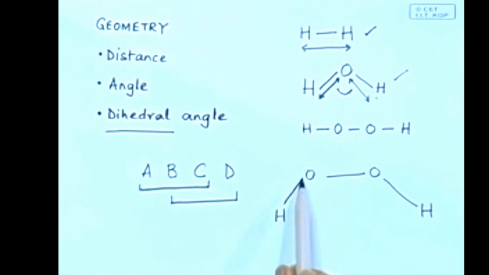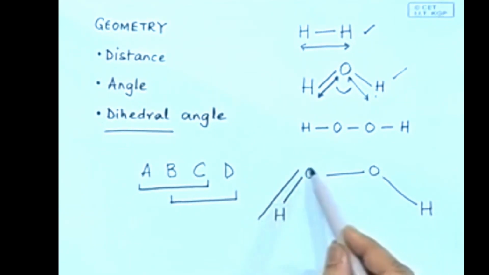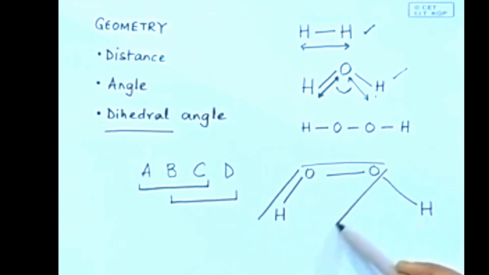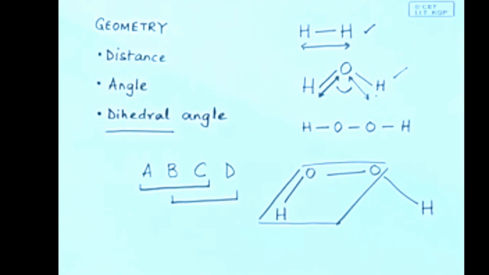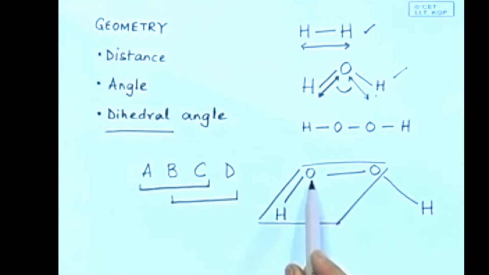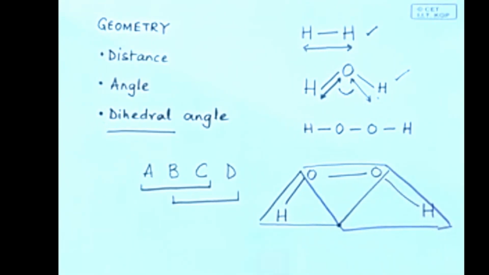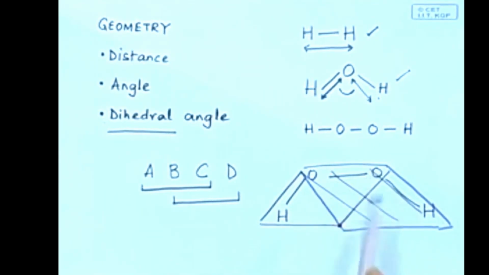What do I have with HOO here? I will have one plane. If I consider, let's do it with another color, BCD, which is OOH, so what do I have? I have two planes. One is this plane that I have here, and one is the plane behind that I've drawn there.